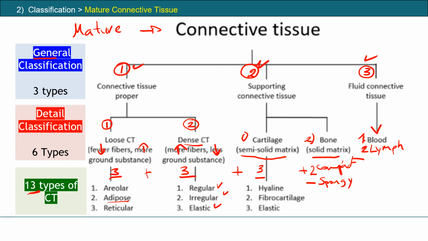So here you can see all that the mature connective tissues have many different types. We're not going to cover all of them today. I just wanted to show you this as a tool to study. You can also use the textbook to study this and remember all these different types of connective tissue.